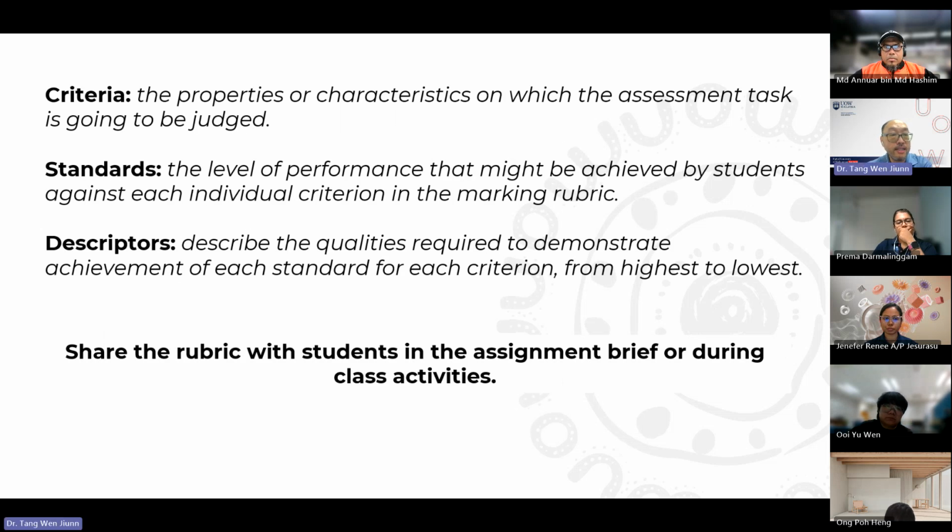So the criteria, as I mentioned, are the characteristics, the properties we want to judge them on. Standards will be the levels of performance. Do we use 4 levels or 5 levels or 3 levels? That depends on the nature. Descriptors are the qualities for each standard. And same as the mark scheme, for the rubrics, make sure we share with the students so that they know what to expect from them when they are doing a certain assignment.